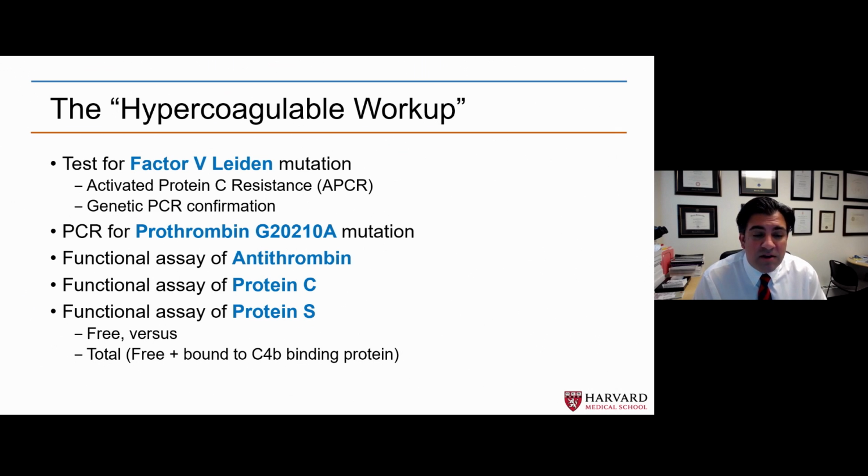And so you can get a total amount of protein S, which is your amount that is free, plus the amount that is bound to C4b binding protein. But it's important to recognize that the anticoagulant activity of protein S mainly comes from the free form, and so getting a total level isn't very helpful when what you really want to know is how much is free to provide an anticoagulant effect.